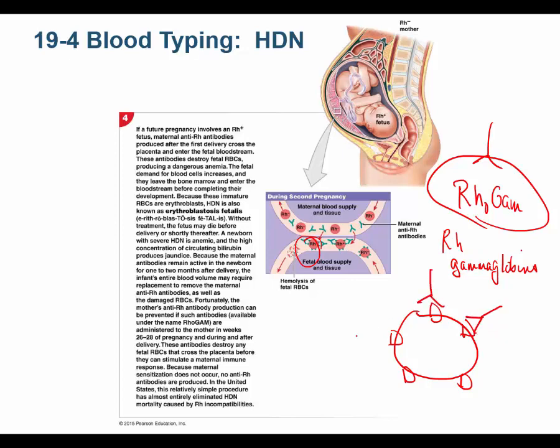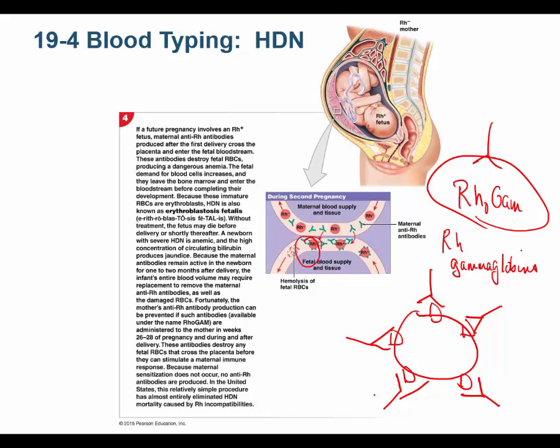RhoGAM binds all these Ds of the baby cells that entered mom's circulation. Remember, we gave the shot to the mom. And because RhoGAM covers up all those Ds, the mom's immune system doesn't see them. And therefore, she doesn't mount an immune response against the D antigen. She doesn't make anti-D antibodies. So she's not sensitized. RhoGAM prevents sensitization, and now the mom can have more Rh positive babies.